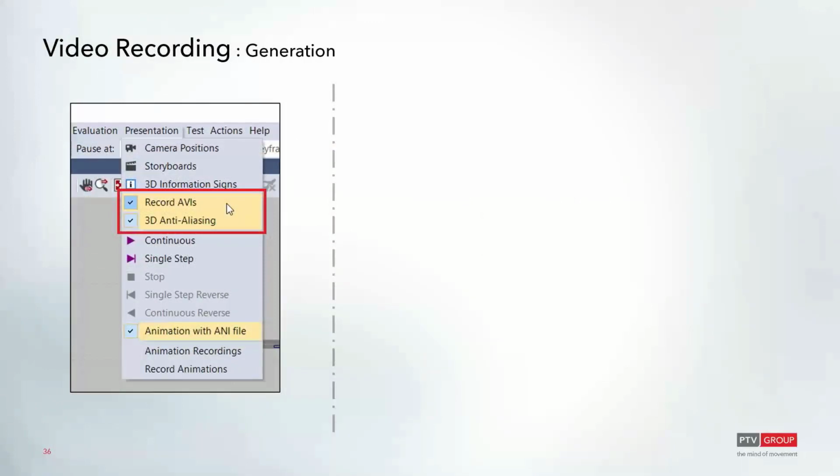All right, so now that we've got everything set up, we've got our storyboards with our different keyframes tied to those camera positions. So now we can finally start to record those simulation videos. So in order to start generating that video recording, first you'll just go back to that presentation menu, and then you can select the Record AVIs option.